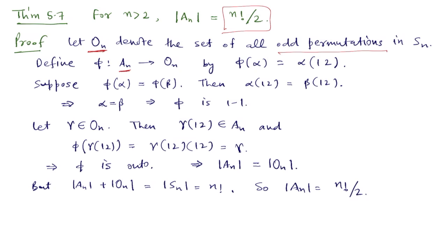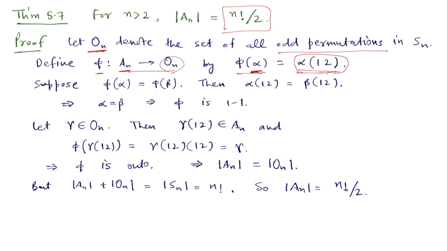So we take a map phi from An to On. Now what phi does, it sends alpha to alpha times (1 2). Alpha is an even permutation, so it will be a product of an even number of transpositions. So when we multiply alpha by one more transposition (1 2), then alpha times (1 2) will contain an odd number of transpositions. So alpha times (1 2) is a member of On, and so we have a map from An to On defined in this way, that phi of alpha is equal to alpha times (1 2).